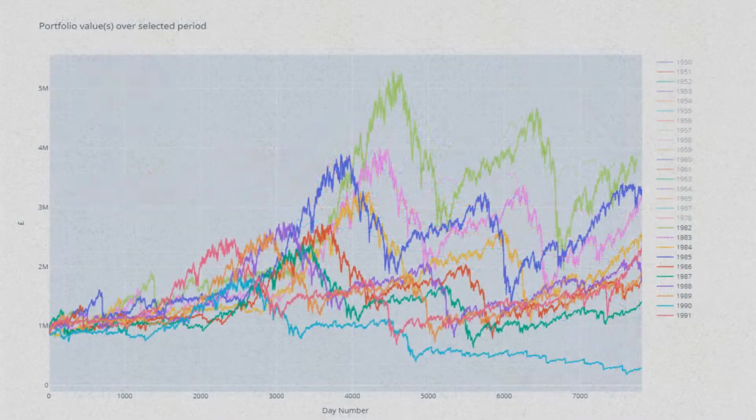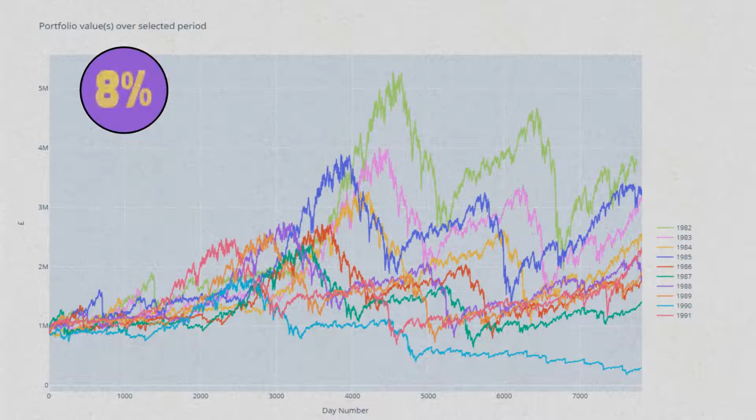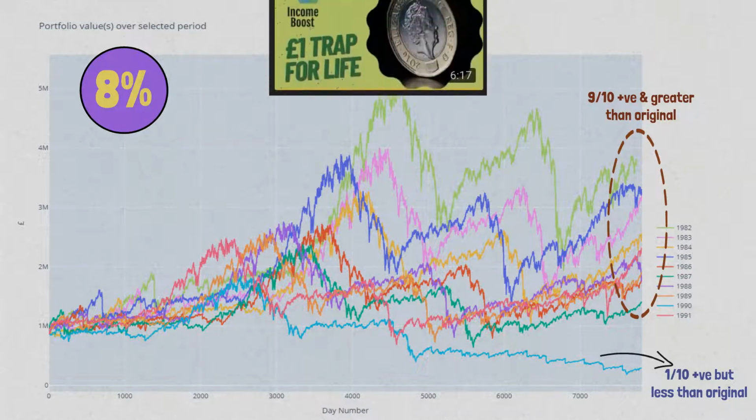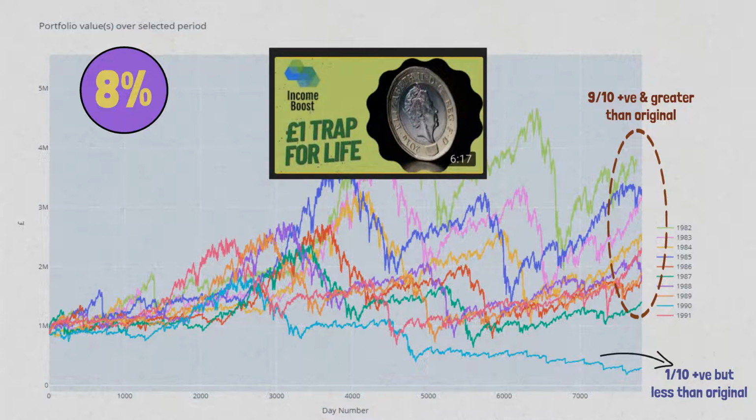But here's where I was a little surprised. I was expecting a bleak picture for the 8% withdrawal rate as well, but actually all the portfolios were viable at the end of the period and only one fell below the initial investment value. This is slightly surprising to me, especially how 2% makes such a difference. It reminds me of the video I made about how just £1 can destroy your finances.